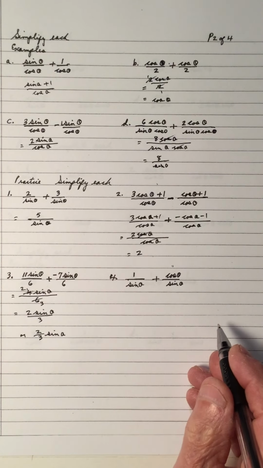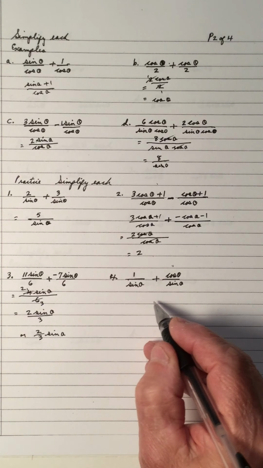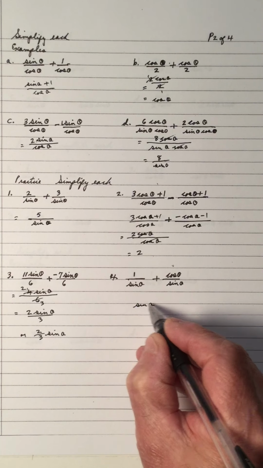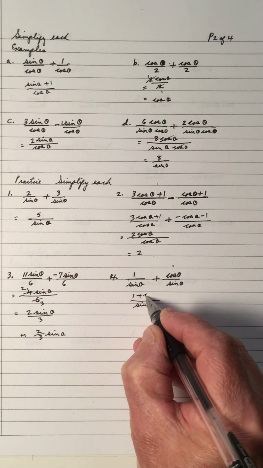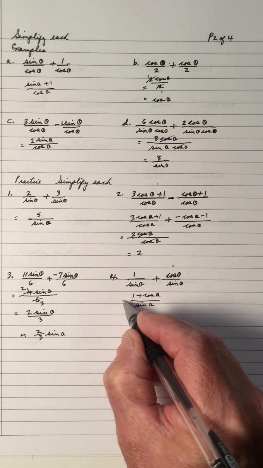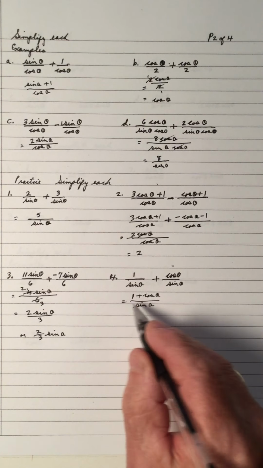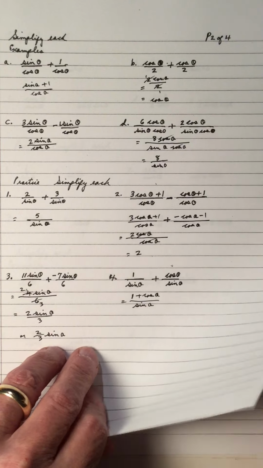Either one will do. And number 4, we have adding two fractions again. The common denominator is sine. And we add 1 plus cos theta. But we can't add those because they're not like terms, so we just leave them separate. So 1 plus cos theta over sine. And let's continue.